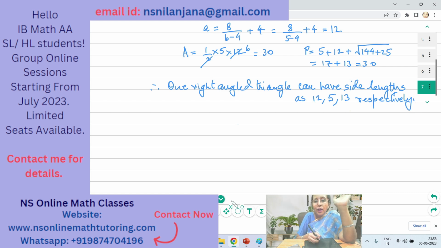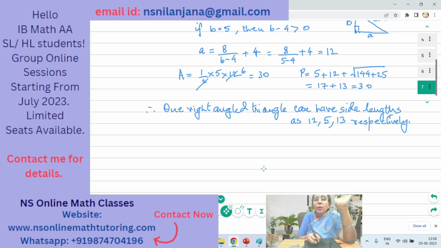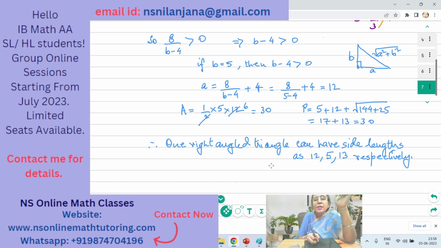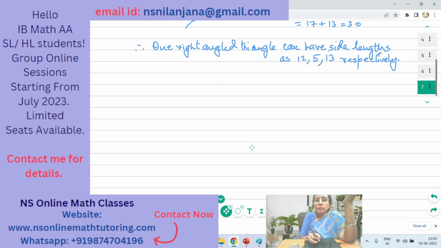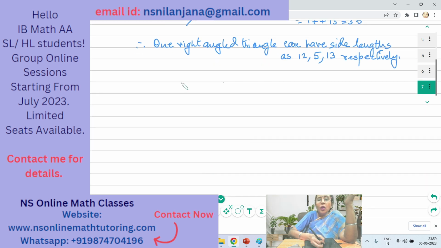So we have got one of the two right angle triangles. What is the second one? Let us try 6. We have started with 5 because the denominator has to be positive. Let us take the very next integer value 6. 6 minus 4 is 2. 8 over 2 is 4, which is positive. Not only positive, it is an integer.